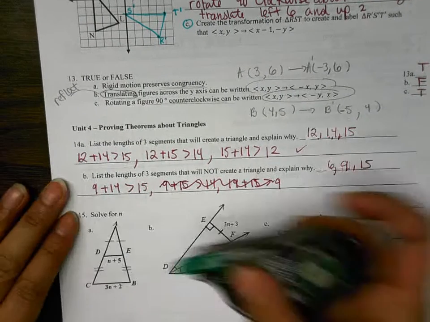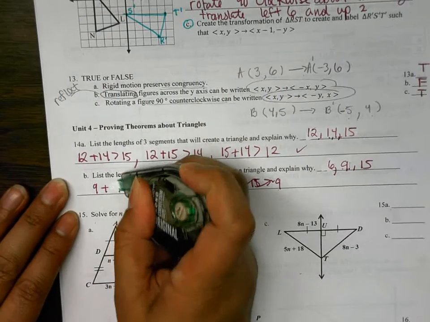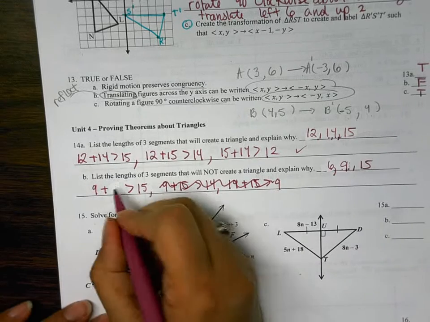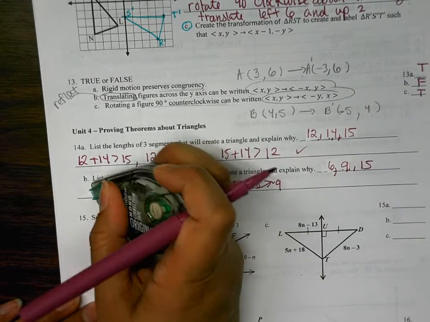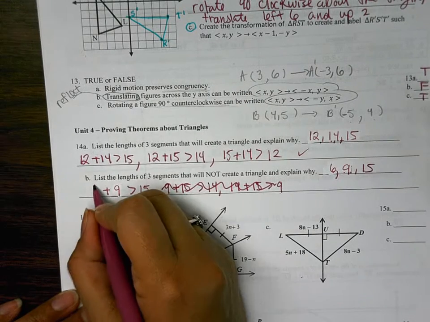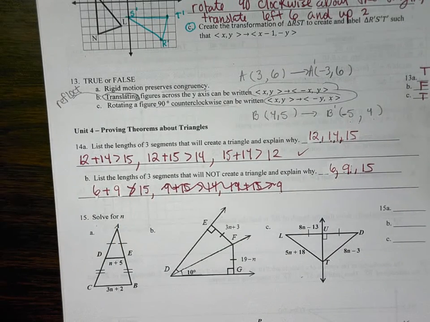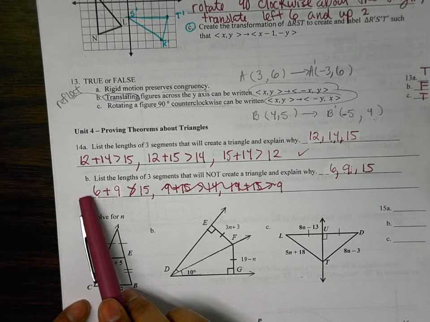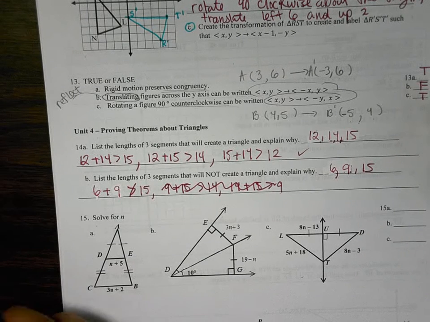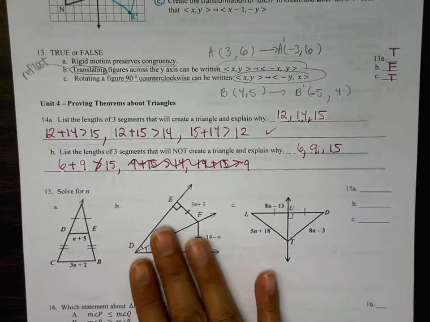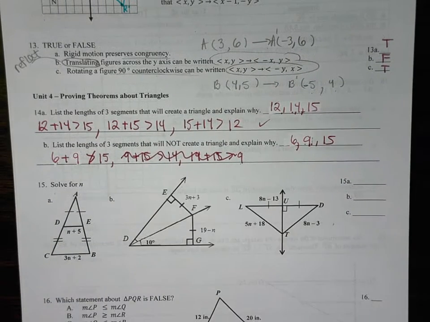Let's test the first set. What is 6 plus 9? It's 15, exactly. And can it be exact? No, it has to be greater than. So right there, 1, 4, 4 would also work. I believe that would work. Yeah. All right. Okay. So we're good with that one.